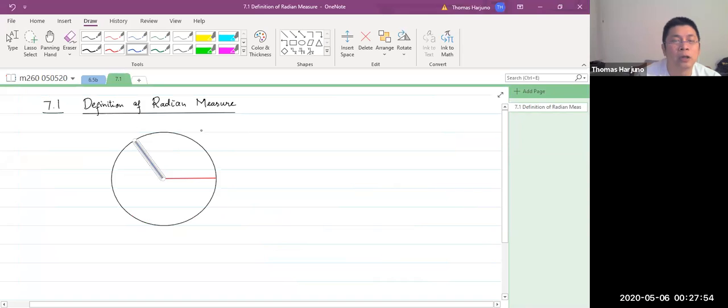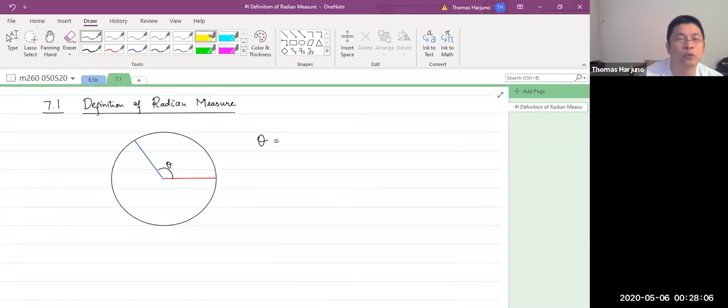Now, the radian measure that we will be dealing with is the central angle theta here in radian. It is defined to be theta equal to the arc length, the length of that yellow arc, usually denoted by S.